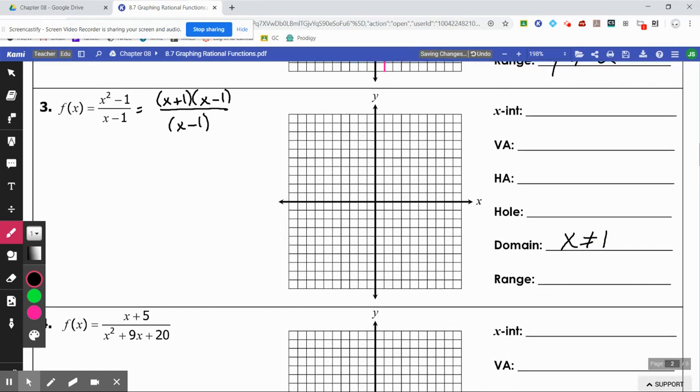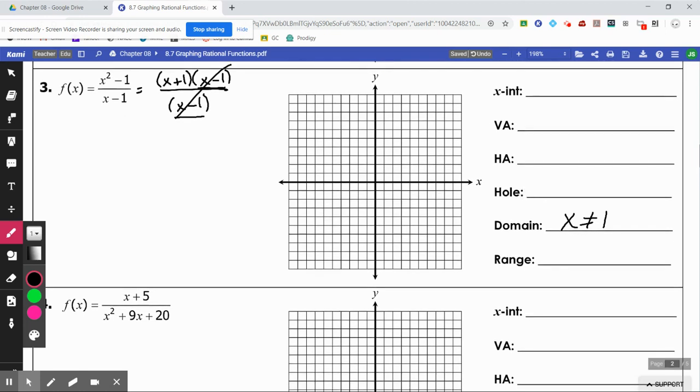Now, what happens at 1? If something is a factor of the bottom and also a factor of the top, it's called a removable discontinuity. If I can cancel them out, then I have a hole at that location. So at x equals 1, there's going to be a hole, but I want to go a step further. Where exactly is that hole located in my graph?